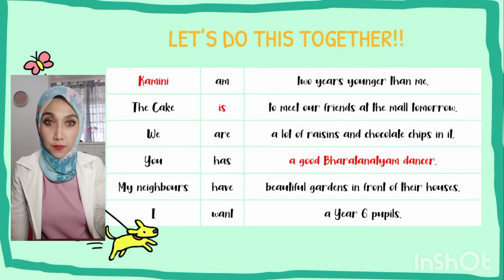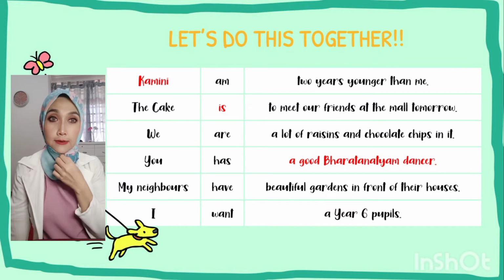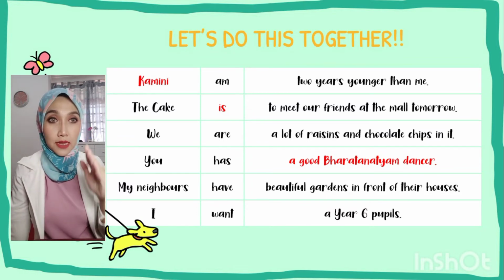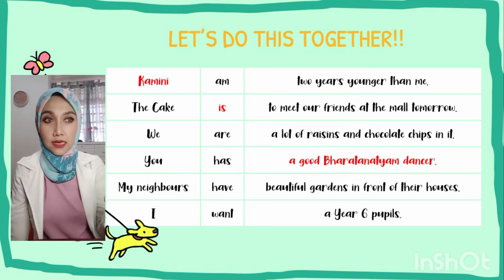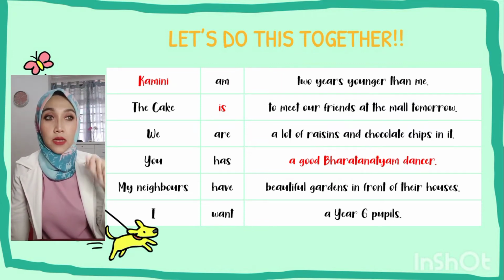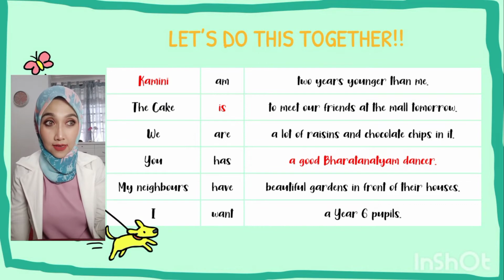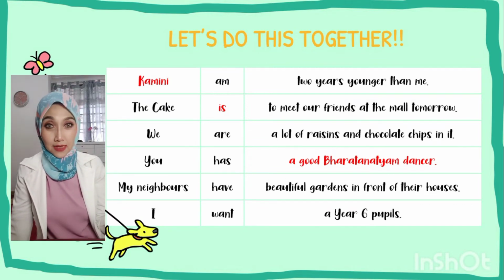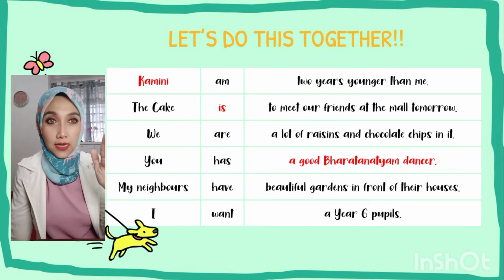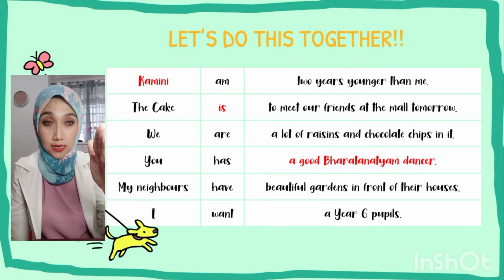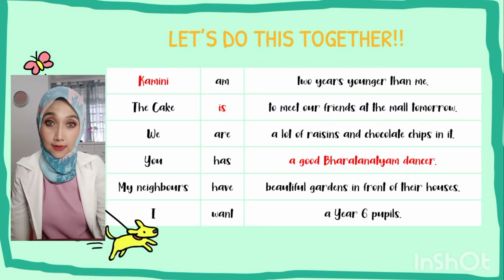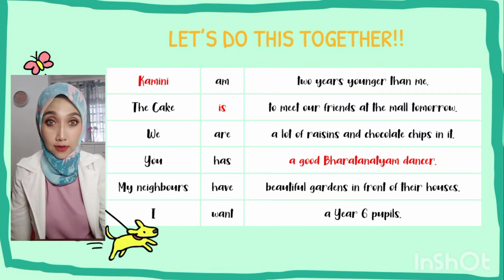Alright, let's start with the example given here. Kamini. Kamini means only one person, right? Kamini, a single subject. So, Kamini is a good Bharatnatyam dancer. Bharatnatyam is a traditional Indian dance. It's a very nice type of dance. I love it. So this one is a singular subject. It takes a singular verb. Is, singular verb, right? Okay, easy.